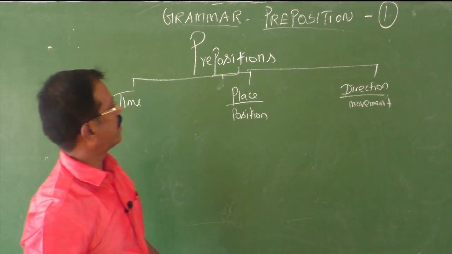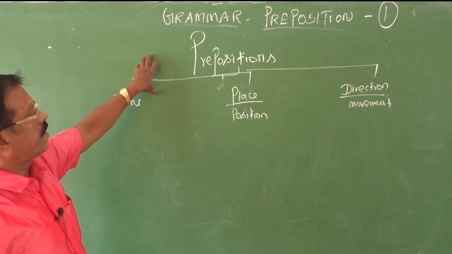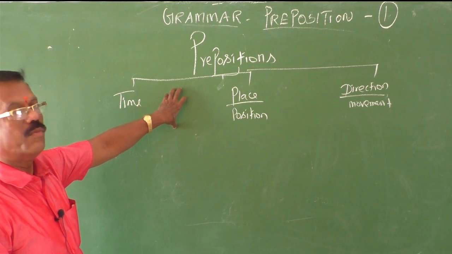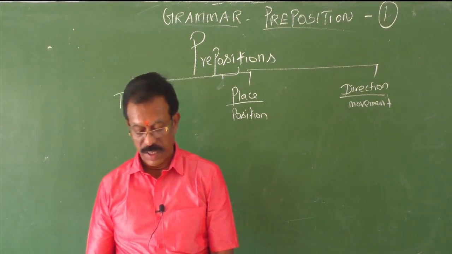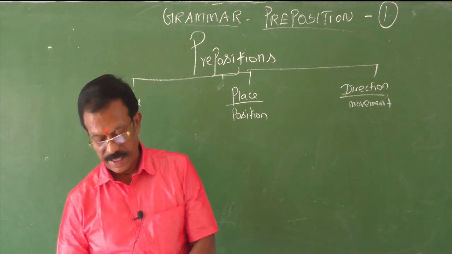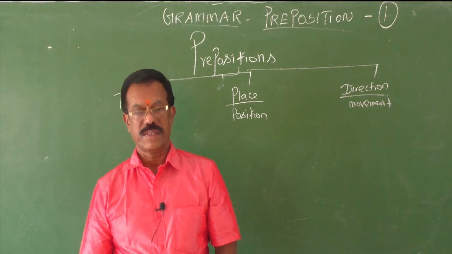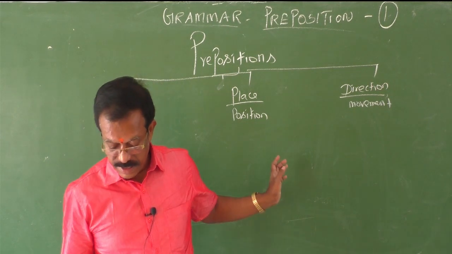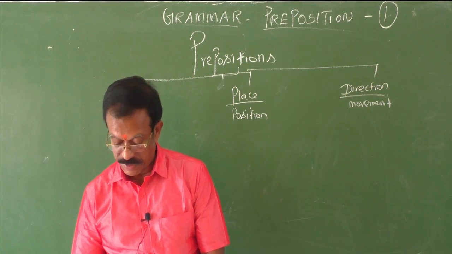So prepositions are generally classified into these three types. Prepositions showing time, prepositions showing place and position, prepositions showing direction and the movement. Okay, so whenever you learn prepositions, you have to learn prepositions in this way only. So it helps you to understand clearly. See, let me write down all the prepositions used under these subtitles. So grammarians classify the prepositions into these three types.